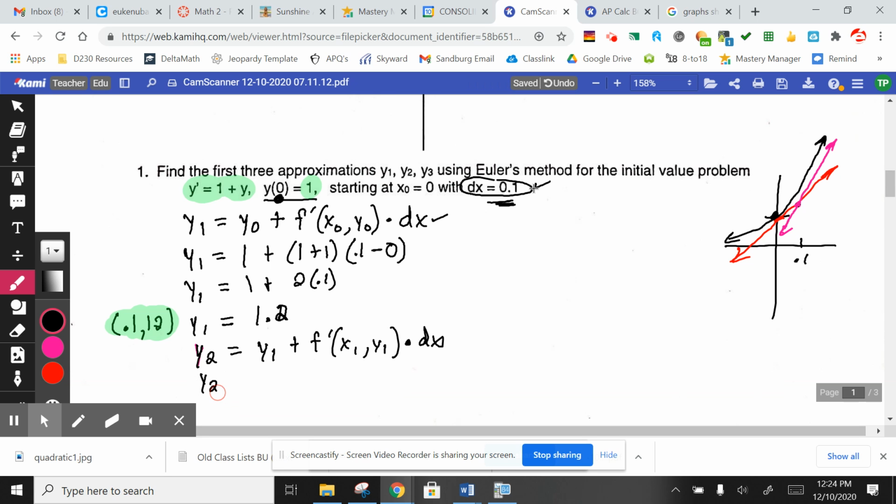So the second approximation. So understand, this should now take us over here to 0.2. I'm going to take that previous y value, or the new y value of 1.2. I want to figure out what is the slope at that x sub 1, y sub 1 point. So at this point, what's our slope? Again, our slope in this problem, we just need the y coordinate. So it's 1 plus 1.2.